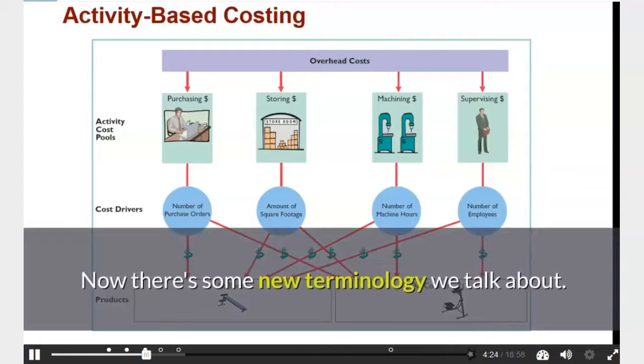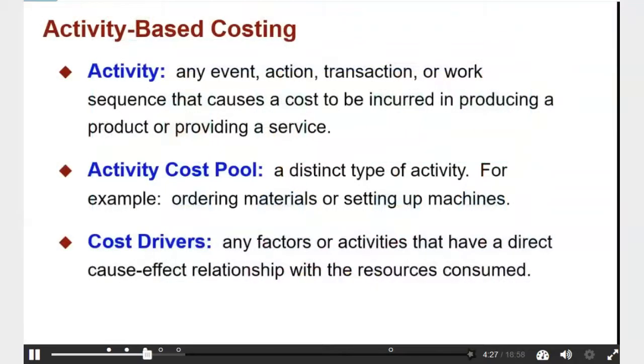Now there's some new terminology. We talk about activity, and activity is any event, action, or work sequence that causes a cost to be incurred. An activity cost pool is a distinct type of activity and the cost associated with that activity. For example, ordering materials or setting up machines. Now, a cost driver is that activity that drives a cost. That is, there's a direct cause and effect relationship between that activity and the resources consumed.